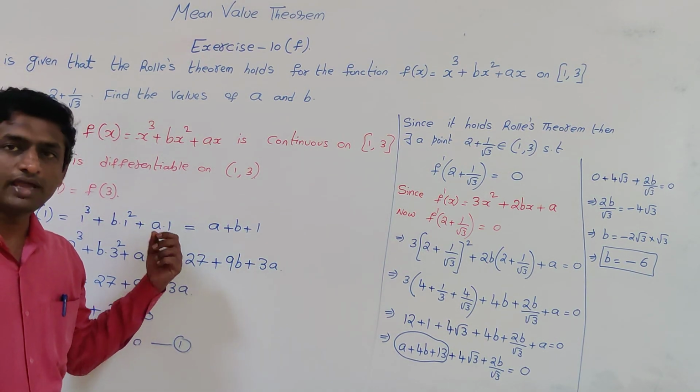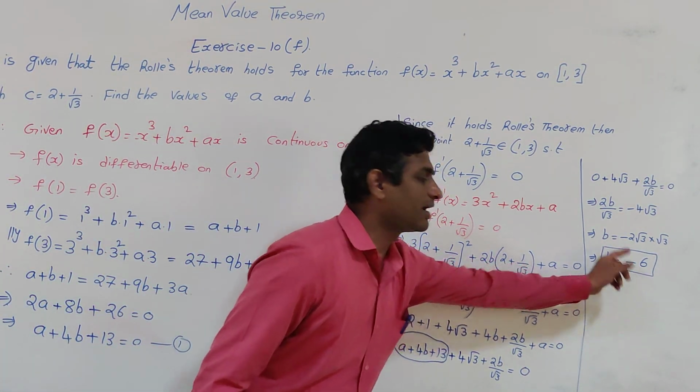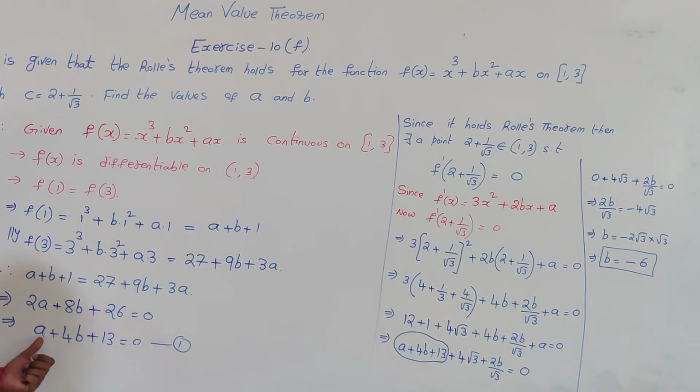So in order to get a value, substitute this b is equal to minus 6 in equation 1. a plus 4b plus 13 is equal to 0. So we will be getting a value. So we will try to find out what is the a value.